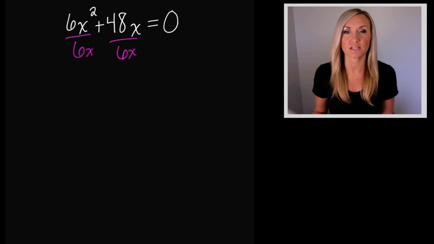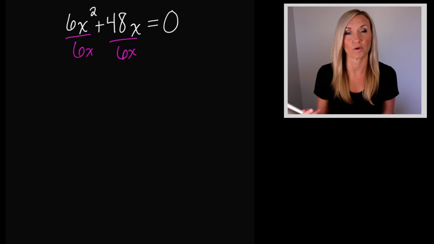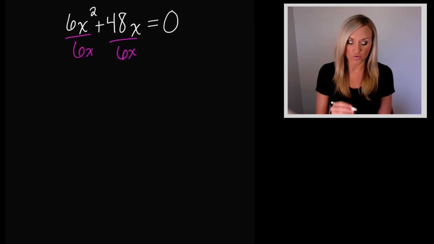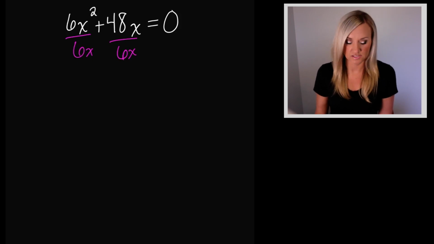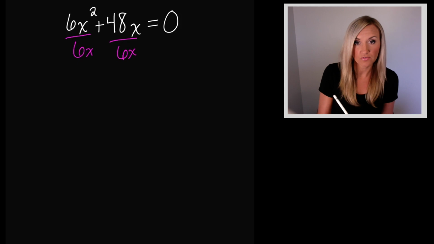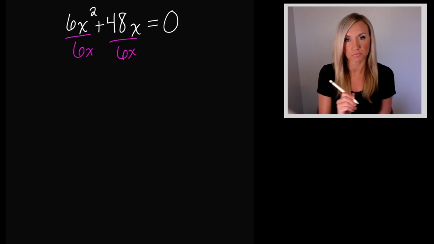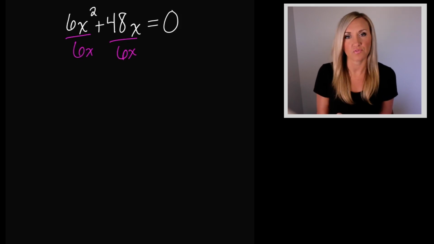The question is, can we divide them both by x squared? And the answer is no, because the 48 does not have an x squared. It only has an x. So the greatest common factor for the 6x squared plus 48x is 6x. After you write down below each term what that greatest common factor is, then we're going to divide.